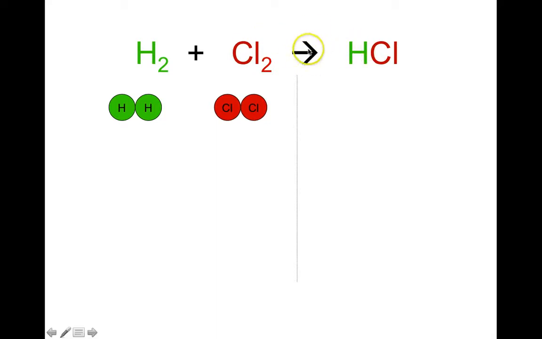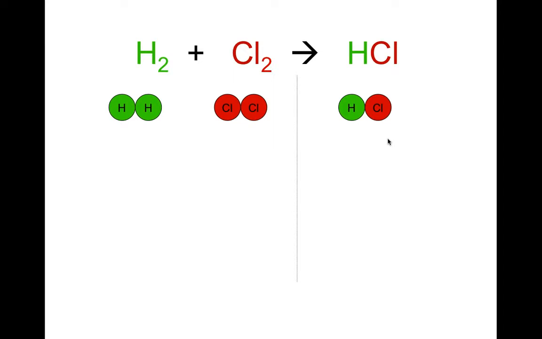Over here we have the arrow, which means yield, so we have the reaction happening. And I've drawn this dashed vertical line here to kind of separate the reactants, which are over here, from the products, which are about to appear over here. So the product here is H bonded to Cl. The problem is it's not balanced.